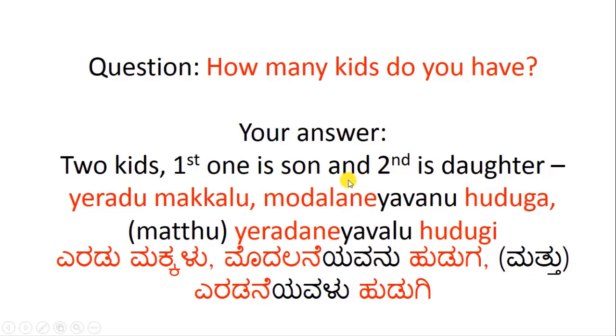And is Mattu. I've given it in bracket because you can say it or not. It is left to you. You can say ಎರಡು ಮಕ್ಕಳು, ಮೊದಲನೆಯವನು ಹುಡುಗ, ಎರಡನೆಯವಳು ಹುಡುಗಿ. You can say it like that also.